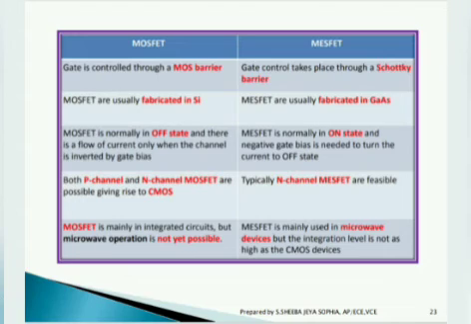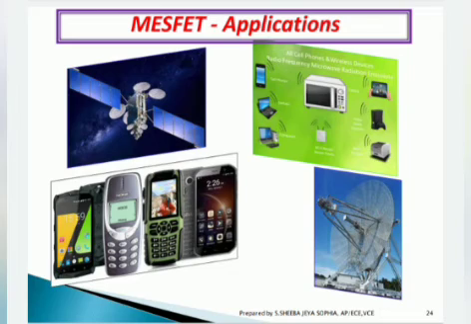Both P channel and N channel MOSFETs are possible, giving rise to CMOS, whereas typically only N channel MESFET is feasible for applications. MOSFET is mainly used in integrated circuits, but microwave operation is not yet possible in MOSFET, whereas MESFET is mainly used in microwave devices, but the integration level is not as high as CMOS devices. As we have seen earlier, the MESFET applications are satellite, mobile phones, and radar communication, and it is used in most of the microwave devices which we are using in real time. For example, microwave oven, microwave signal based controlling circuits, satellite telecommunication signal receiving and sending, and mobile phone electromagnetic spectrum sending and receiving. Everything works by using this MESFET.